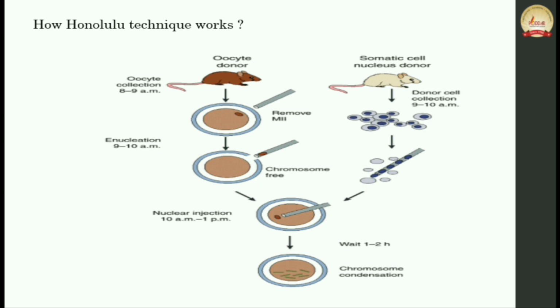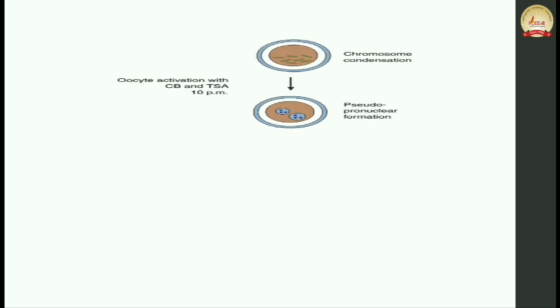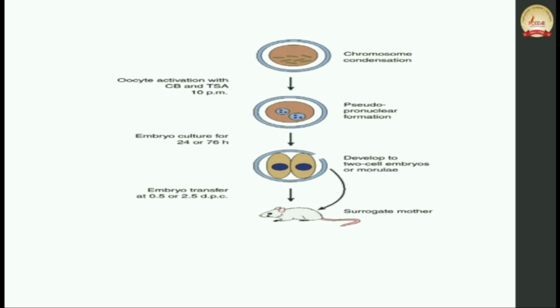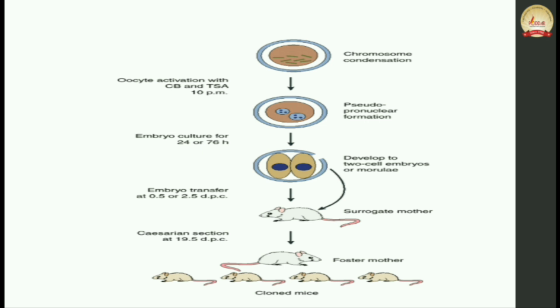and after 1 to 2 hours their chromosomes get condensed, and after the condensation of the chromosomes they form a pseudo pronuclear formation. After the formation of the pronuclear body, it starts cleavage after 24 to 76 hours, and after the complete structure formation of the blastomere, it is implanted into the surrogate mother mouse. After the implantation, the surrogate mother produces the mice. These are known as cloned mice.